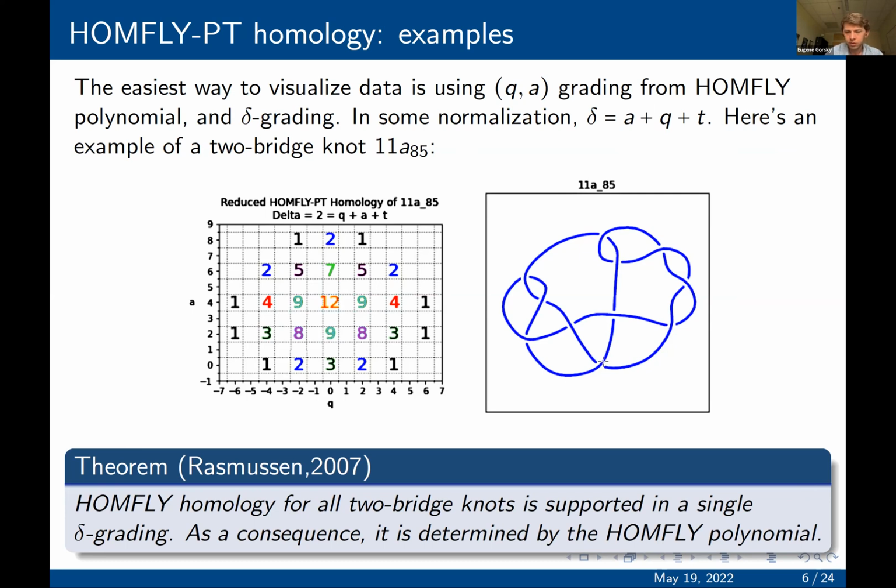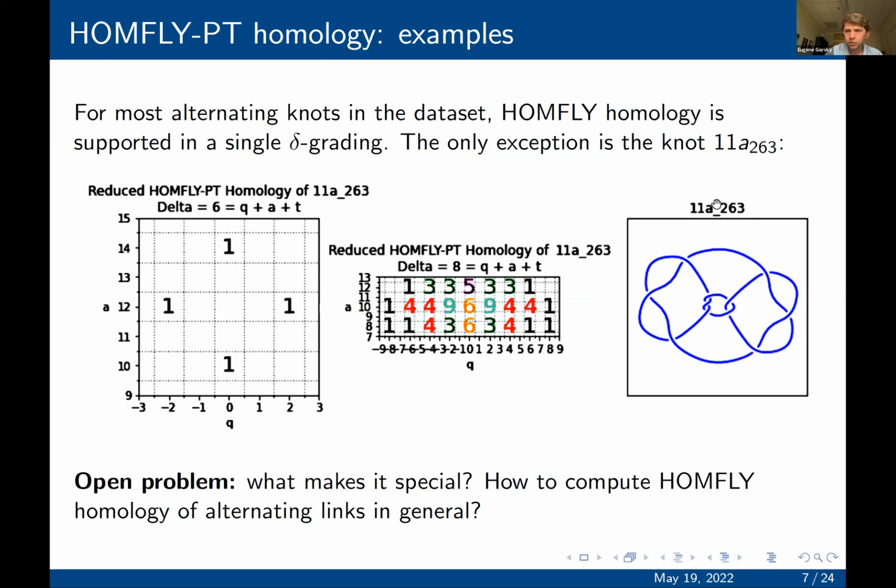Cool. Yeah, so this is a nice example. Here's another example. This is a node 11A263. Again, another big example in the node table. It's actually a pretzel node, I think. And in this case, it's supported in 2 delta gradings. So delta grading is equal to 6 and delta grading is equal to 8 here.